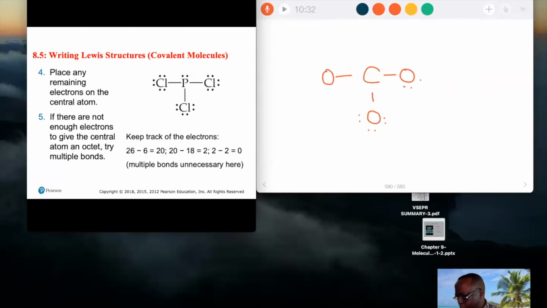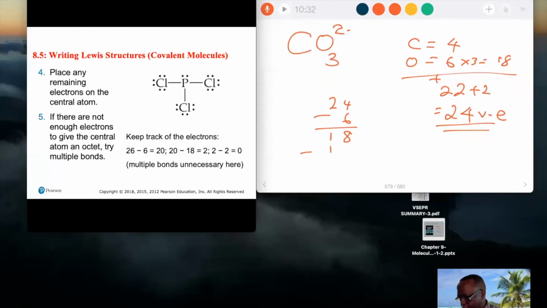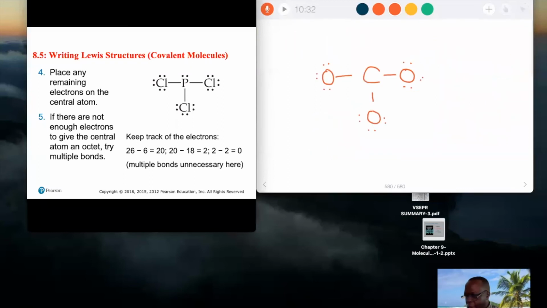Each oxygen is given 6 electrons. 18 minus 18 remains 0. So we don't have extra electrons to give carbon, which is the central atom in this case, to satisfy the octet rule. No more electrons. So what do we do?